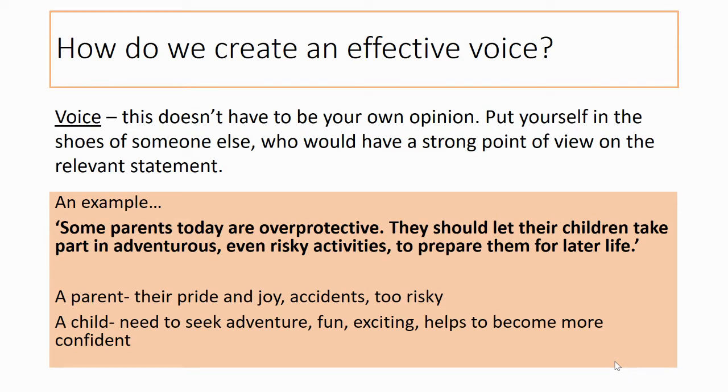Okay, so if we look at the example on the video here, some parents today are overprotective. They should let their children take part in adventurous, even risky activities to prepare them for later life. Now, as you can see, a couple of voices, different perspectives you could use for this statement is the likely and obvious overprotective parent. They may feel strongly about the need to protect their own flesh and blood. Allowing them to do what they want is too dangerous and too risky.